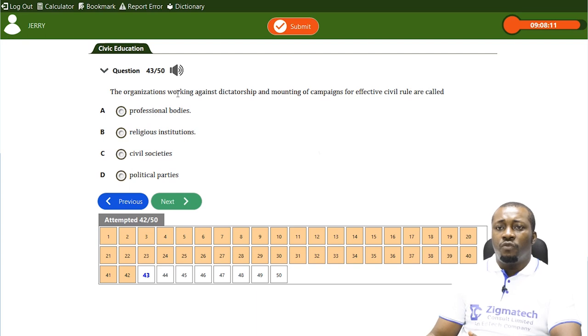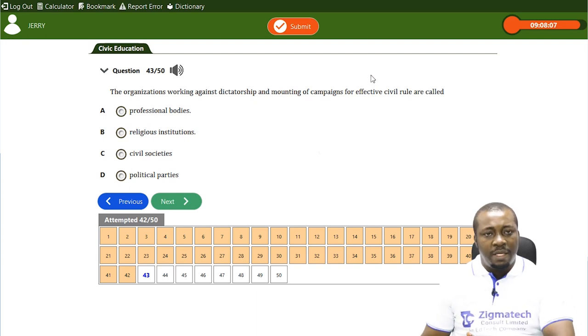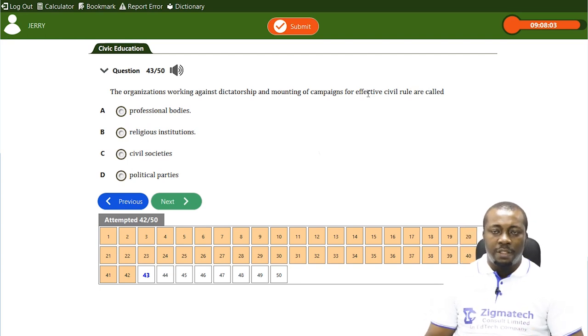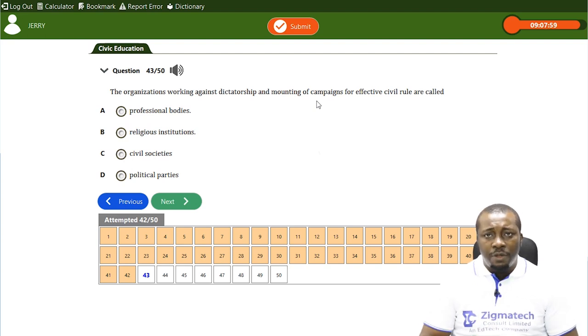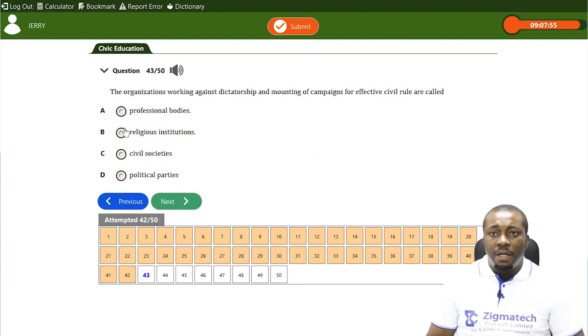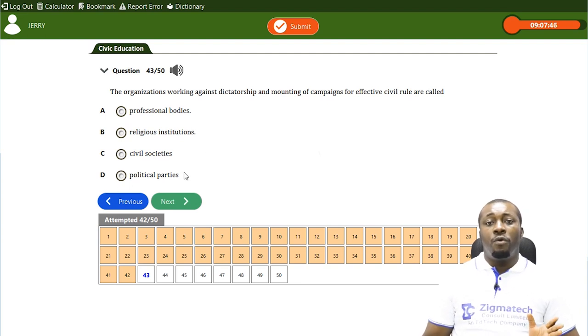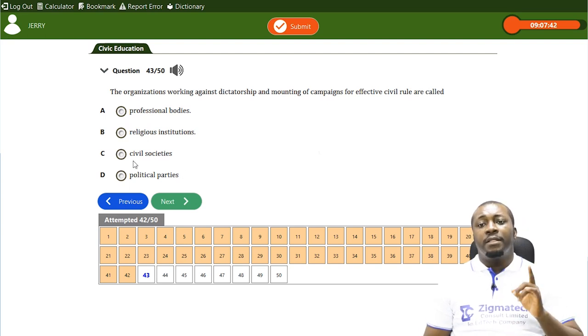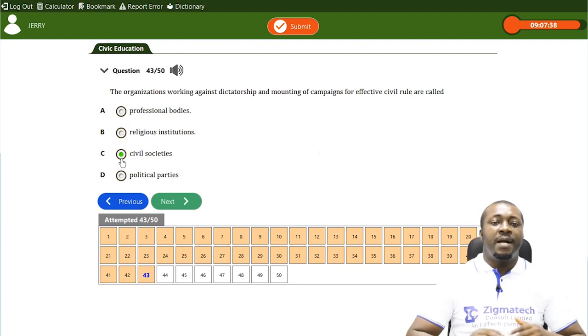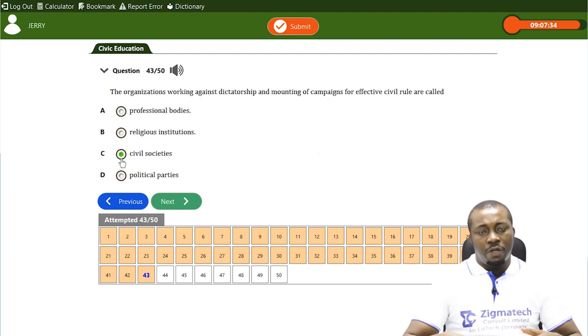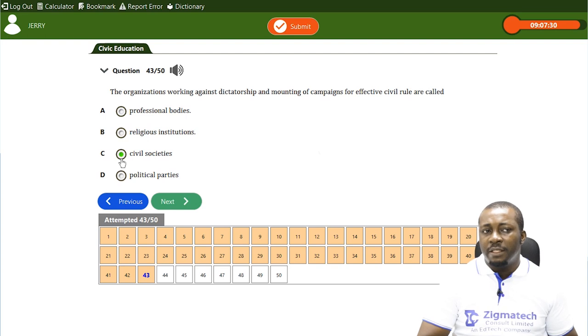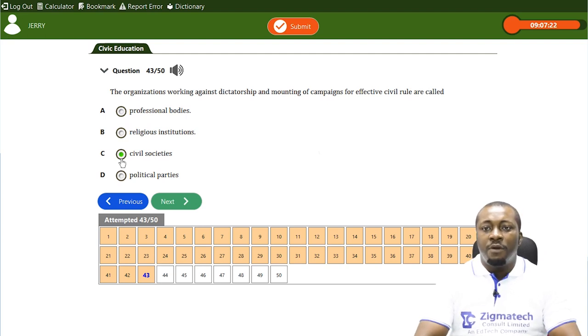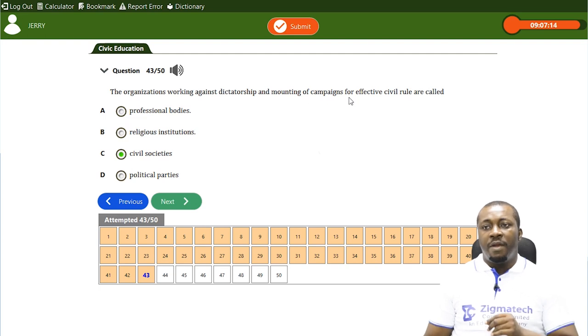Now, this question says the organizations working against dictatorship and the mounting of campaigns for effective civil rule are called what? Now, which organization are we talking about here? Is it professional bodies? Not really. Is it religious institutions? They do this, but not them. Is it political parties that want to form and control the government? Not really. Rather, it is civil society. Remember, civil societies are the aggregate of non-governmental organizations, voluntary groups, and interest groups that seek to promote human rights, good governance, and the practice of democracy in a state. So the answer is civil societies. Remember, by promoting good governance, they work against dictatorship and mount campaigns for effective civil rule.